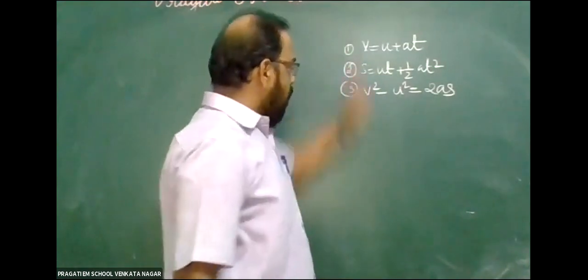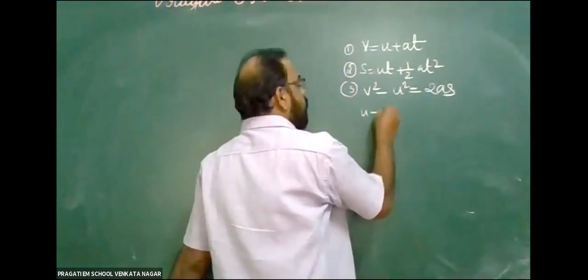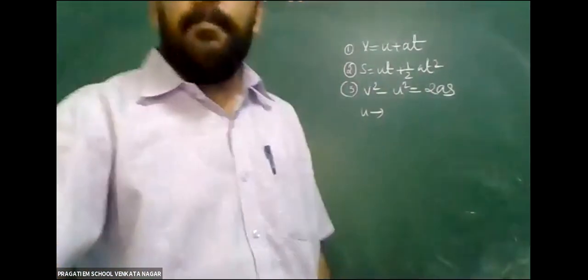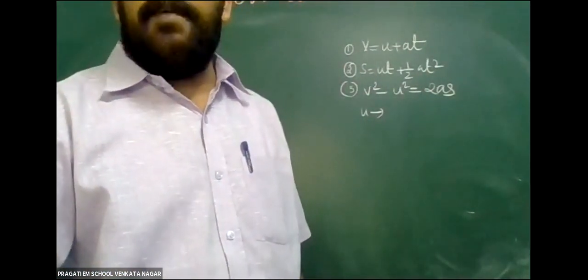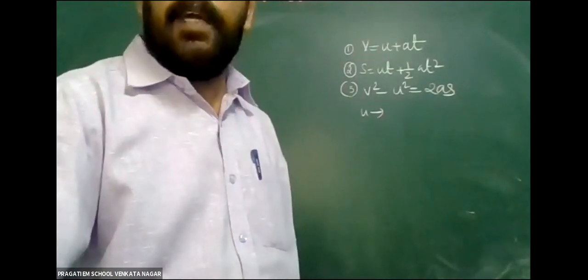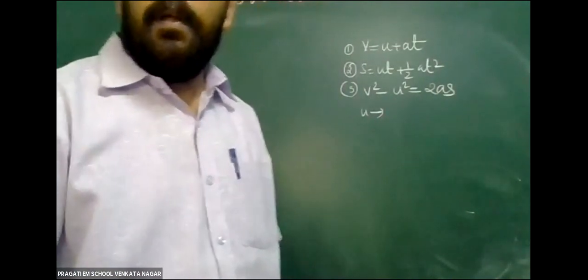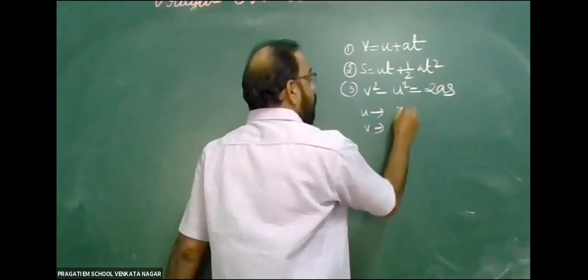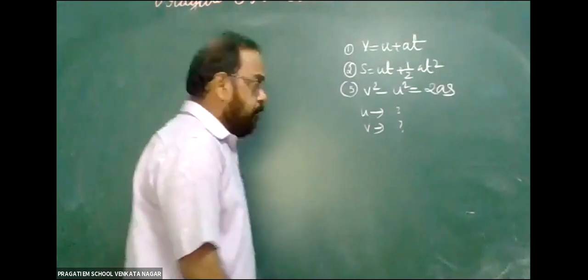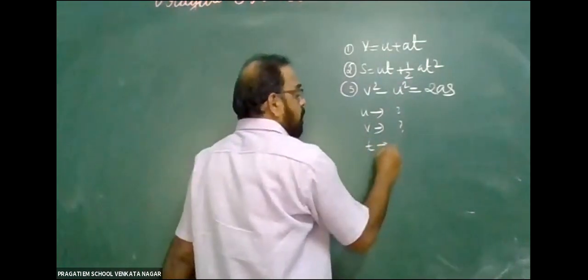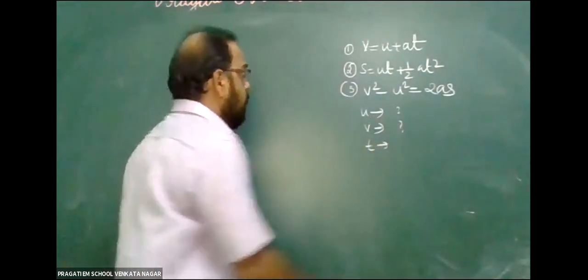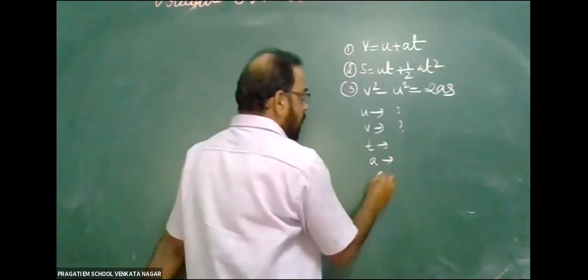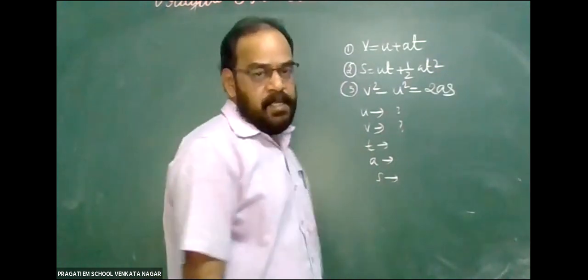So previously we already wrote, in this case, what is U? U is the initial velocity. And what is V? Already there in yesterday's class you can see, V is the final velocity. T is the time taken. A is the uniform acceleration. And S is the distance traveled.